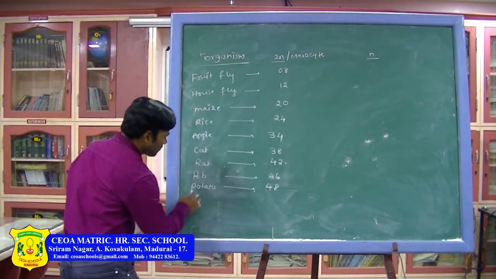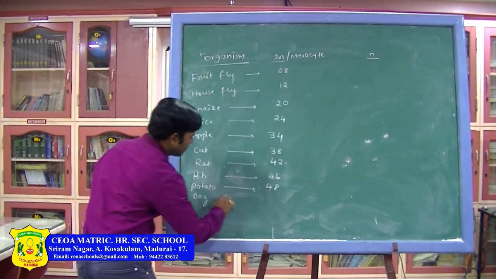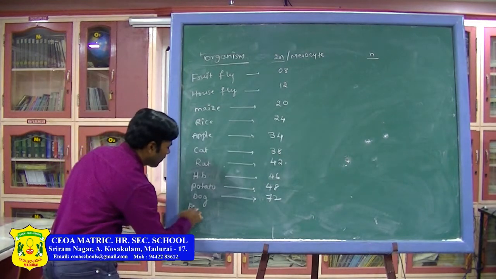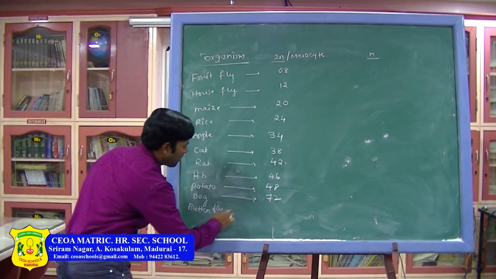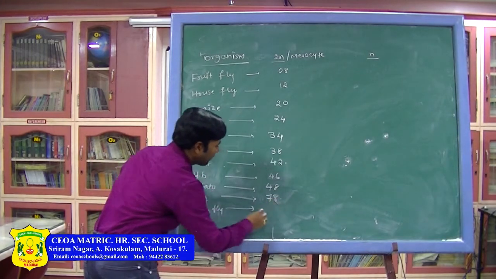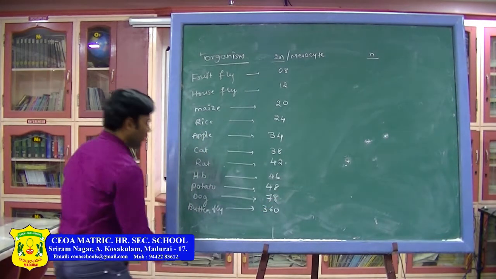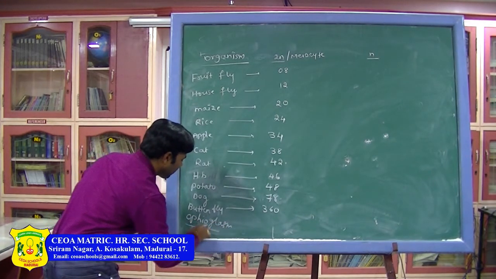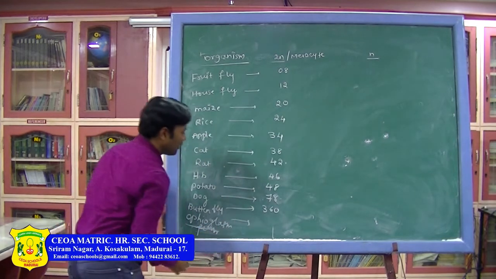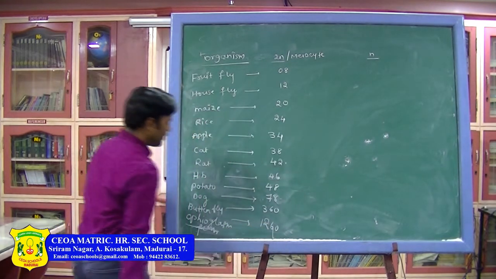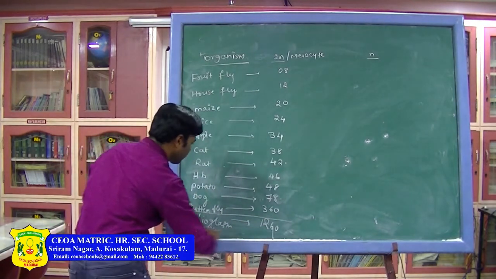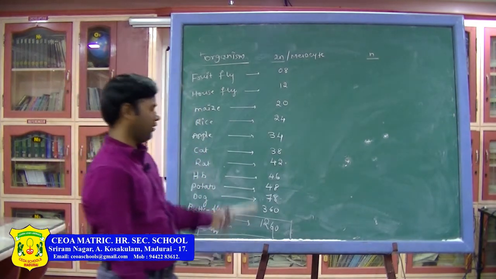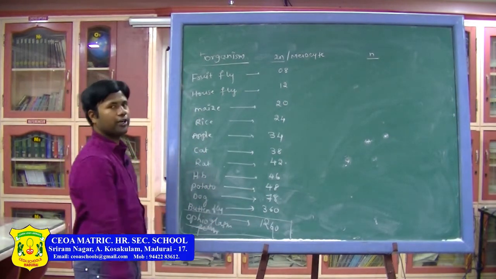Next, dog 72, butterfly, sorry, it's 78, 360, ophioglossum, it is a fern, ophioglossum, that is 1260. See, the highest number of chromosomes you can see in ophioglossum, that is 1260. Even in onion, 32 diploid chromosome number will be present, then haploid number is 16.